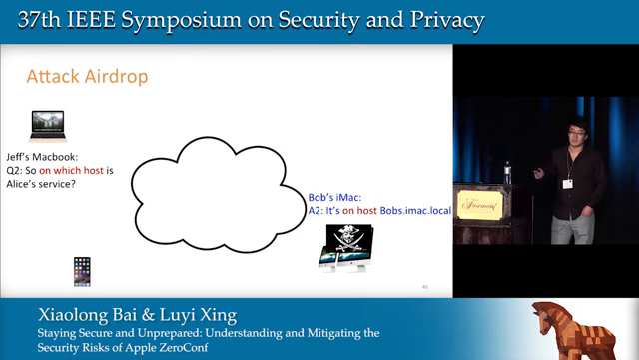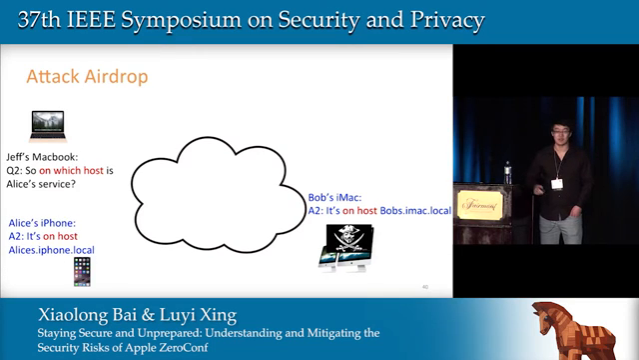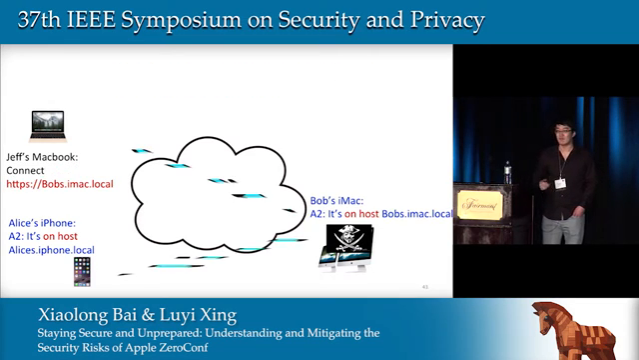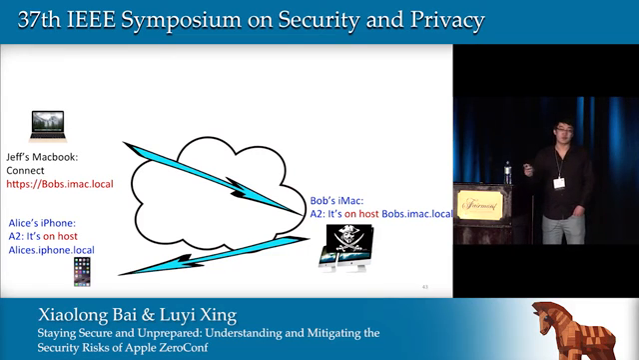At this moment, if the adversary gives the answer that it's on host bobs.imac.local, if this answer comes first and the victim's reply comes second, then the MacBook will take it as Alice the iPhone had a service named blah blah, which is on host bobs.imac, which is totally wrong. So what happens next is when the MacBook wants to drop a file to Alice, it will drop the file to the wrong host, bobs.imac, and the wrong host, the adversary, becomes a man in the middle.